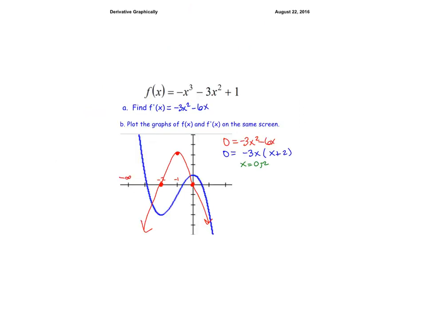Alrighty, so for this one, we're going to look at this function, this polynomial, degree 3, and find the derivative, which ends up being negative 3x squared minus 6x. And then it says, plot the graph on the same. So, clearly, this bad boy is going to be the actual function, f of x. And the reason why I know that is because since it has a degree 3, it hits the axis on 3 occasions. That kind of gives it away. The red one would have to be the derivative.